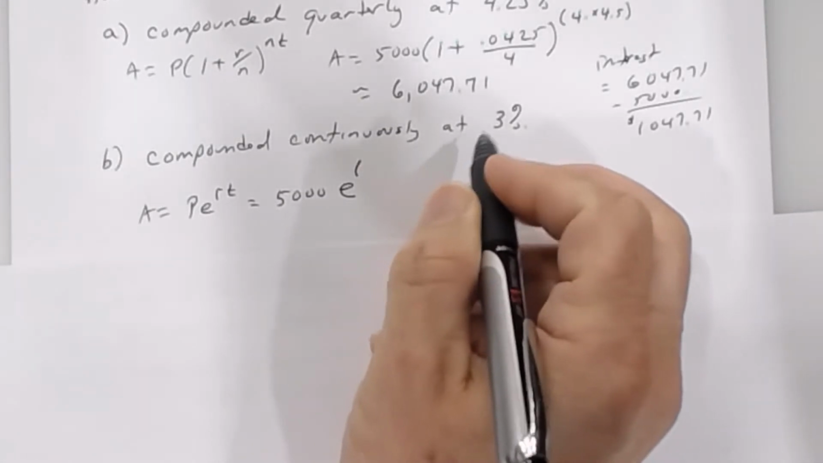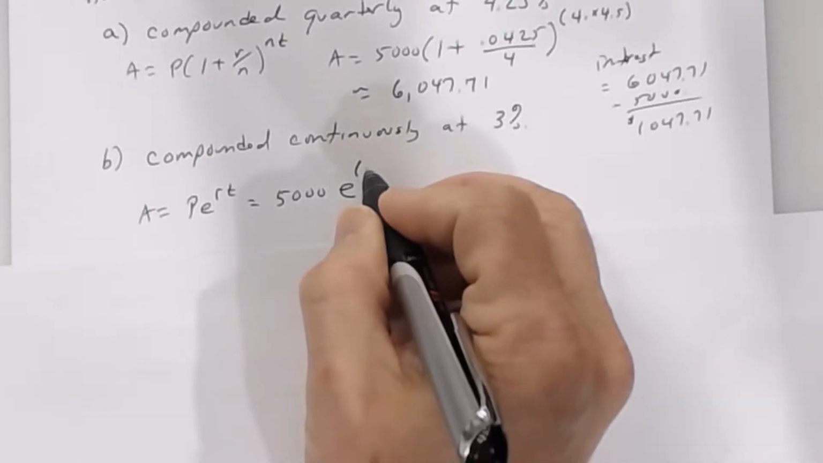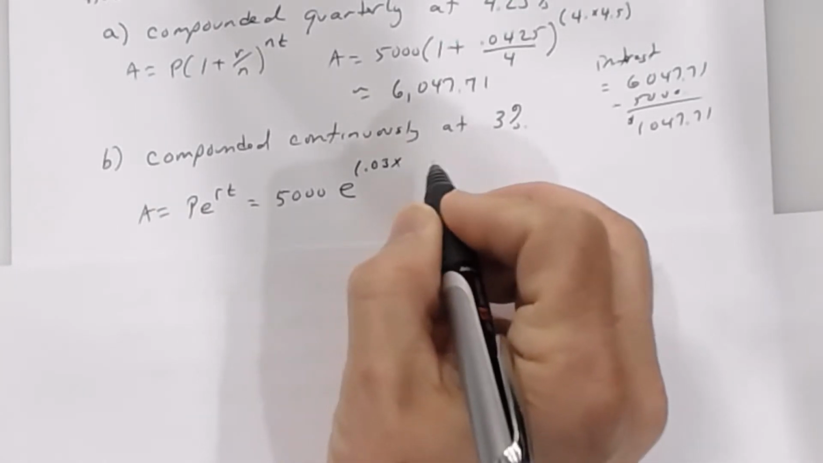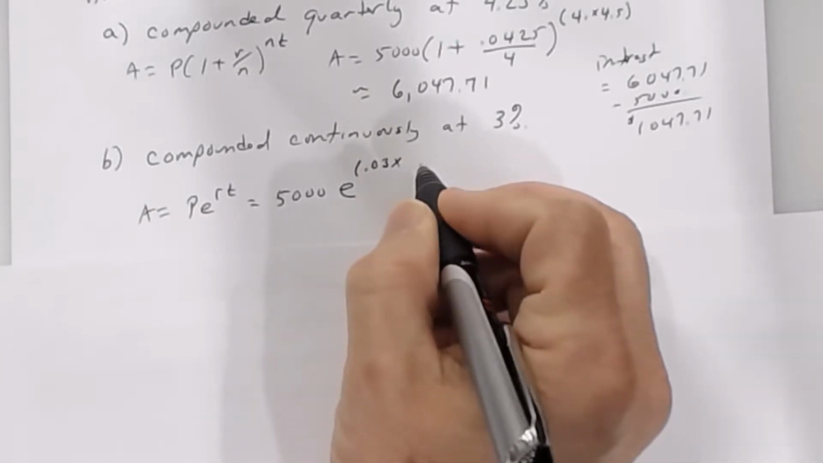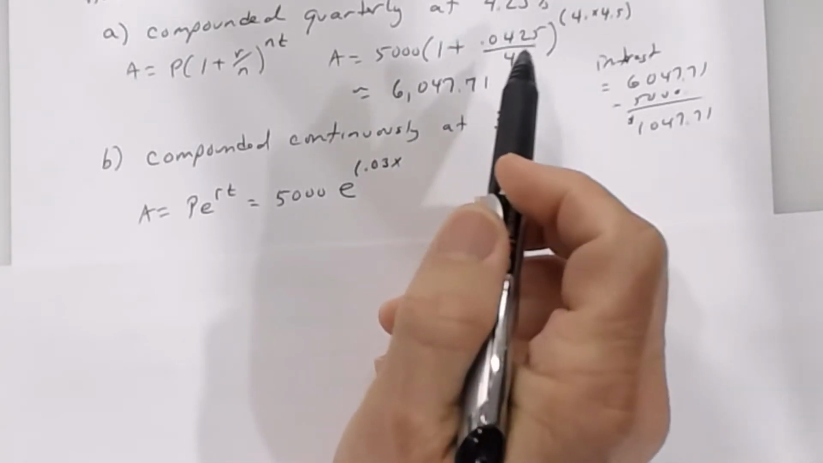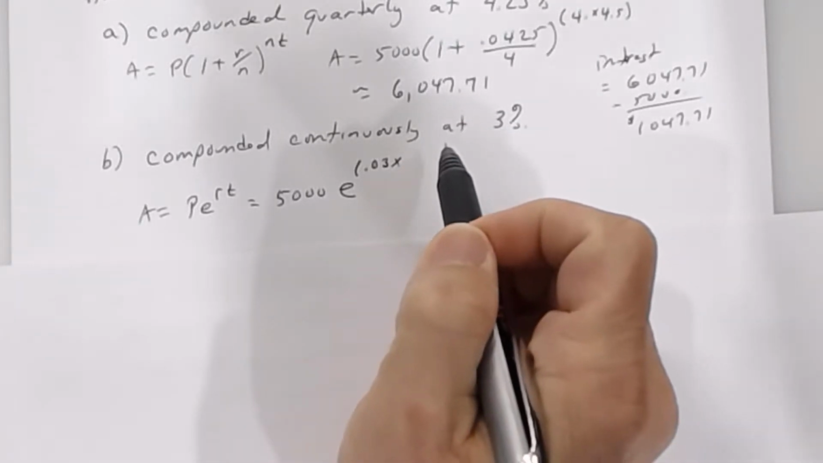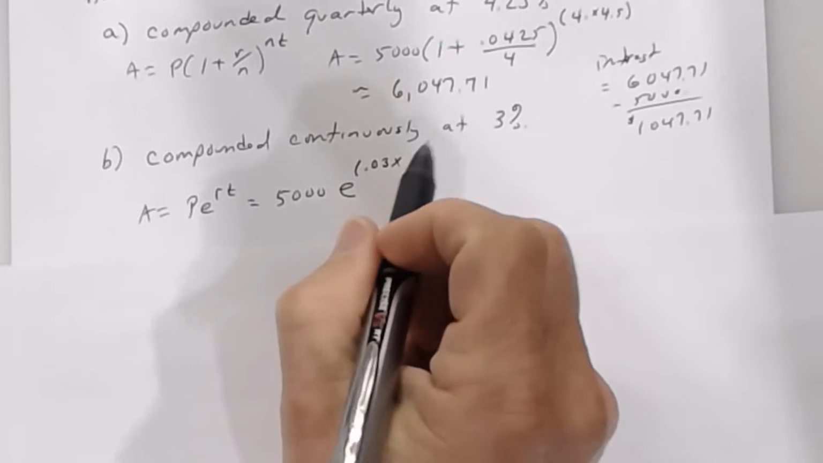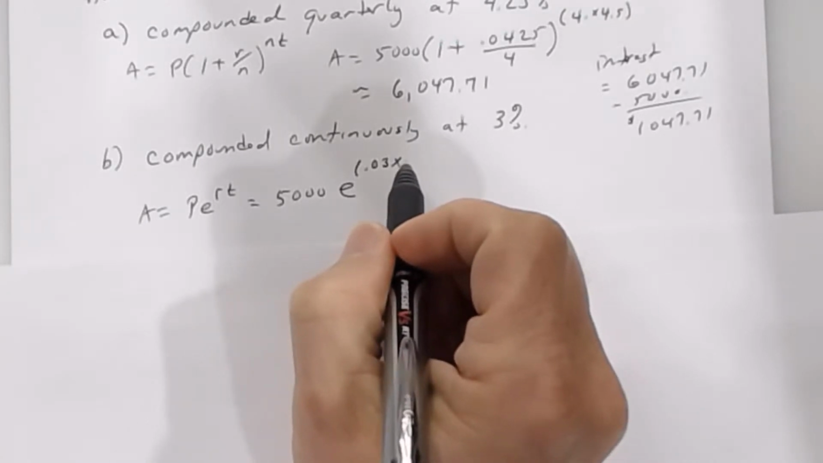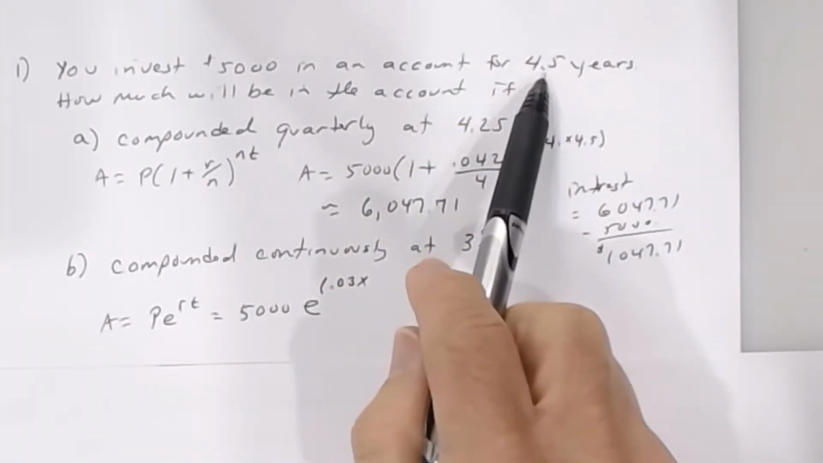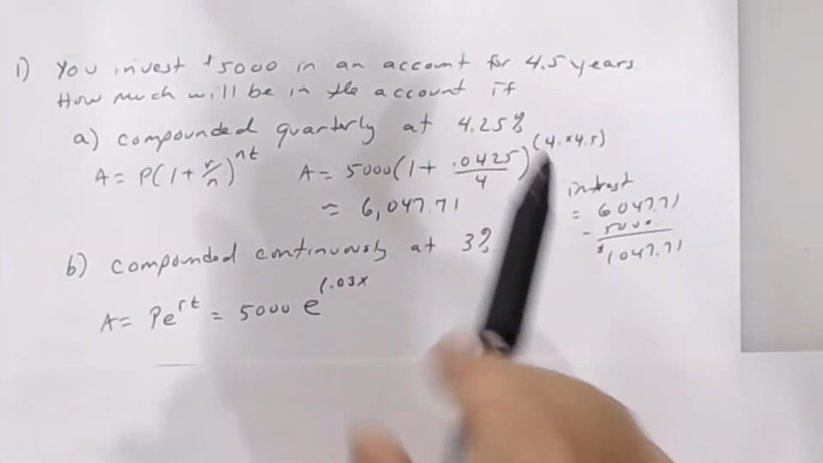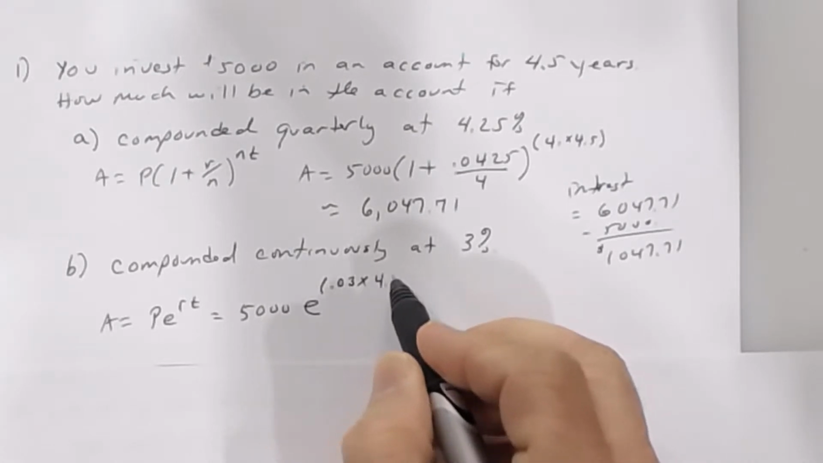0.03. Move 2 places to the left. Times the time. What's the time? No, it's from the first one, so it's 4.5 years. Come on, guys. It's given to you. It's 4.5 years.